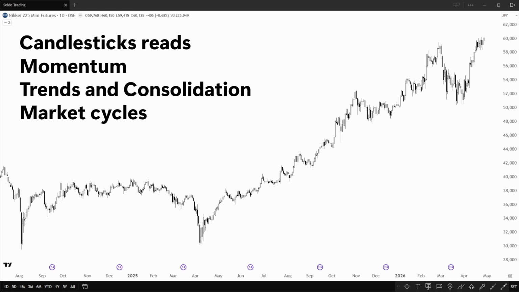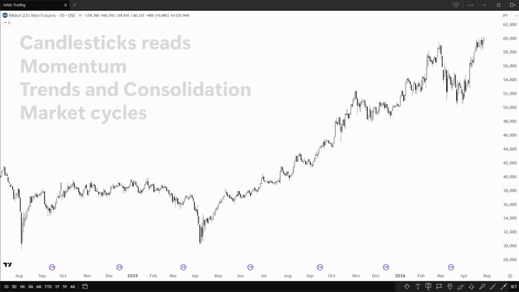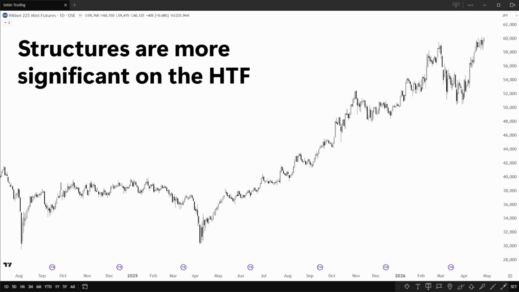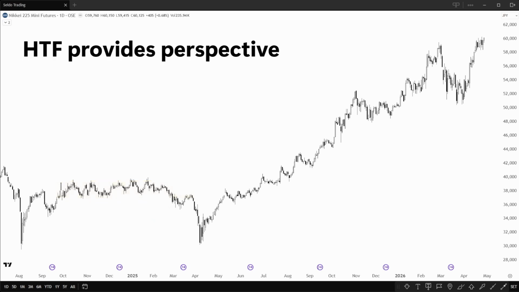The highest time frame a pattern is visible on determines how long it takes to play out. A trading range on a daily chart can take days to break out. As a general rule, if a pattern looks large or confusing on the chart you're looking at, switch to the higher time frame. This will give you the perspective you need to make an informed decision.